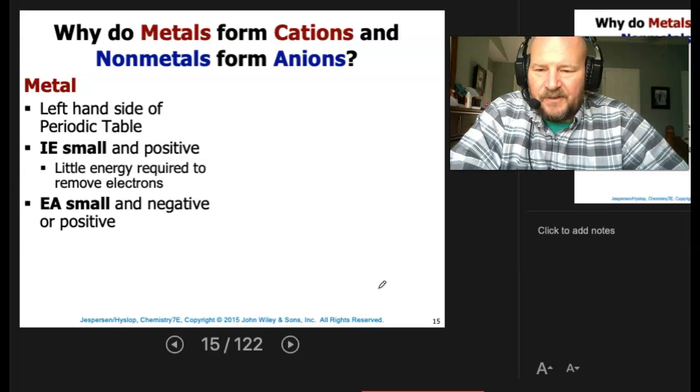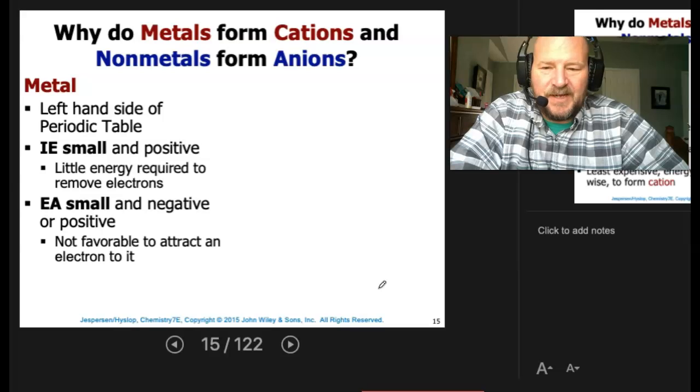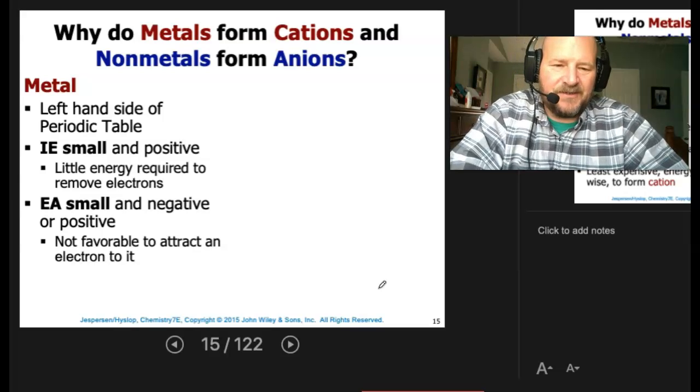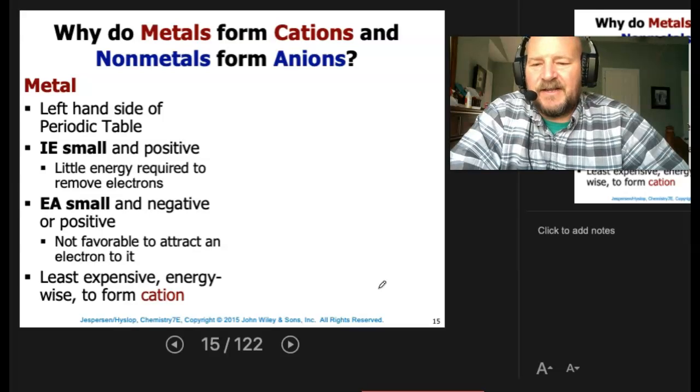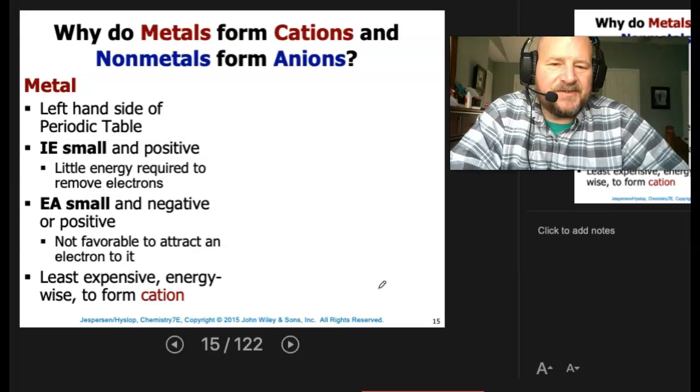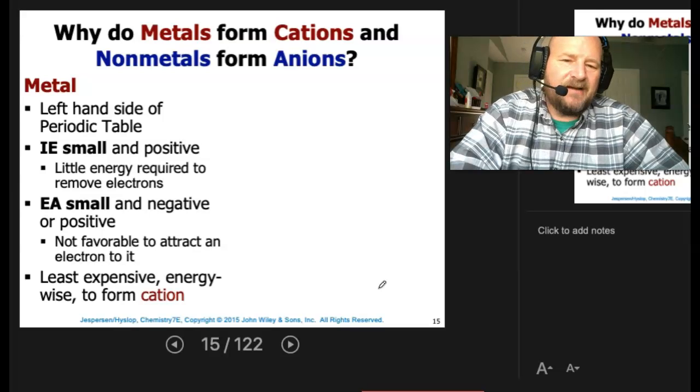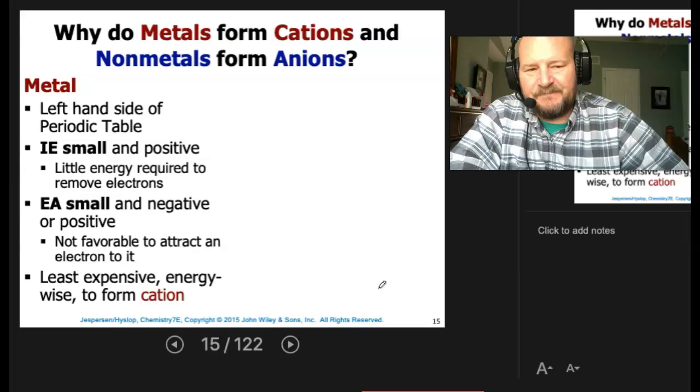The EA is small and negative or positive, not favorable to attract an electron to it. In other words, it doesn't want an electron, which is why it doesn't cost us much to get rid of an electron. And then least expensive energy-wise to form a cation. So it's going to be a lot easier to take electrons out than to put electrons in.